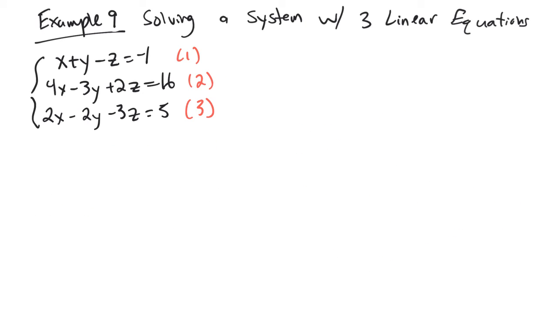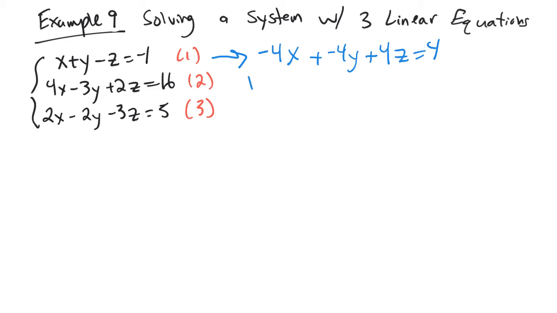All right, example 9 is solving a system of equations with 3 linear equations. So we've got x, y, and z. So we have 3 variables, 3 unknowns, and then 3 separate equations. To start, we're going to try to cancel out one variable first. So let's do 1 and 2. We're going to try to cancel out the x in those. So we're going to take equation 1 and multiply everything by negative 4. So we have negative 4x plus negative 4y plus 4z equals 4.